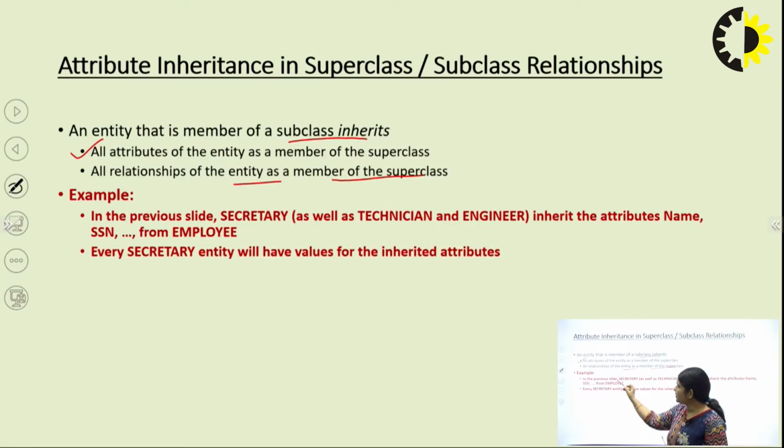So for example, in the previous slide, secretary as well as technician and engineers inherit all the attributes, name, SSN, from the employee superclass. Every secretary entity will have values for the inherited attributes. So if an entity belongs to secretary, it would also have all the values for the inherited attributes.